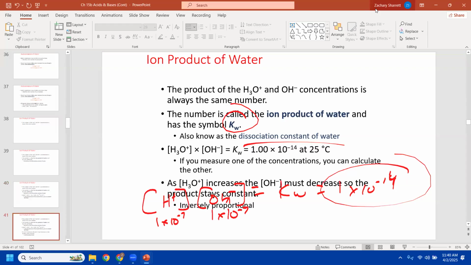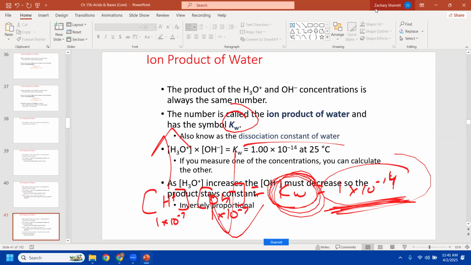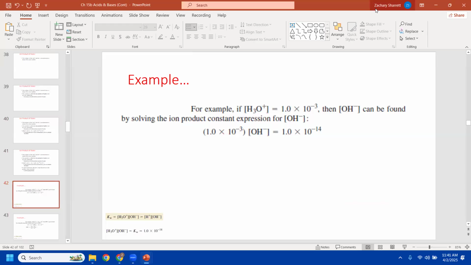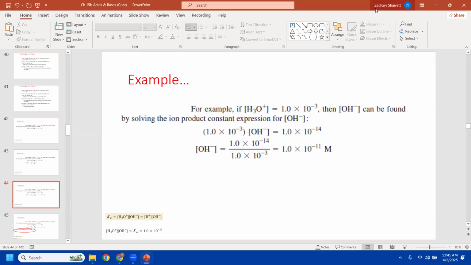So what that means is if we add acid, this concentration is going to go up. What's going to happen to the OH minus concentration? Since this is an equilibrium value, this number is constant. When we add acid to a solution, that number times the concentration of OH minus is going to have to go down to make it equal to this number, right? Just like Le Chatelier's principle, kind of. So they're inversely proportional.